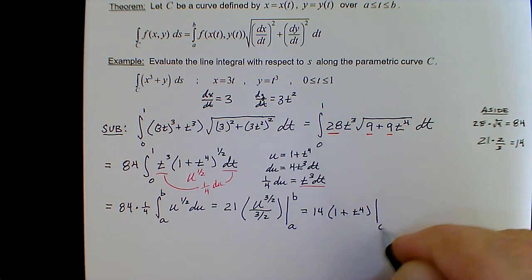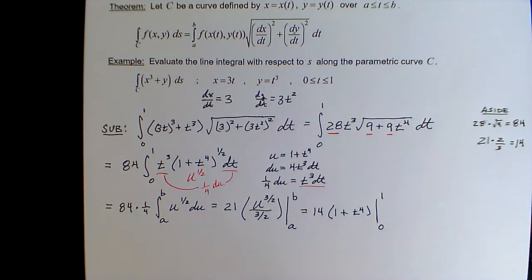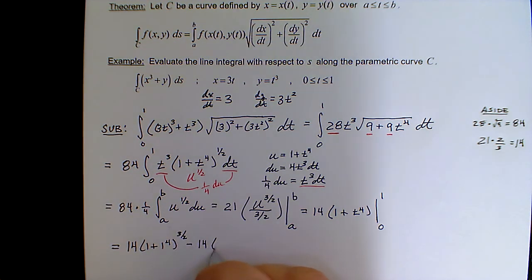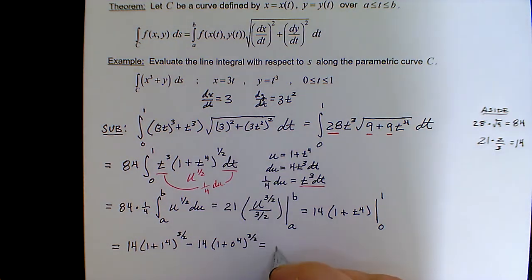Now we could say we're going from 0 to 1. And so now by the fundamental theorem of calculus, upper limit goes in. So we have 14 times 1 plus 1 to the 4th to the 3/2, and then minus lower limit goes in, so 14 times 1 plus 0 to the 4th raised to the 3/2. So I think the best we could do is just leave it 14 times 2 to the 3/2, because that's irrational, and then minus 14 times 1 is just 14.